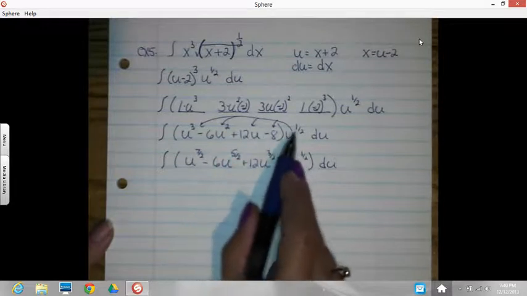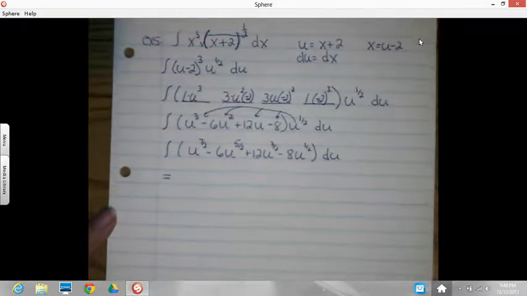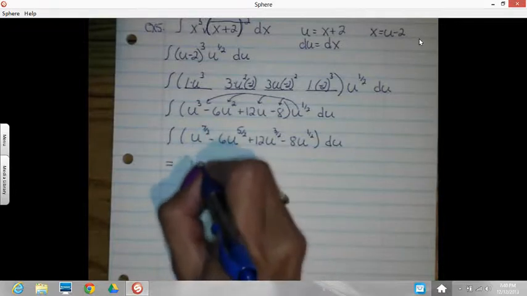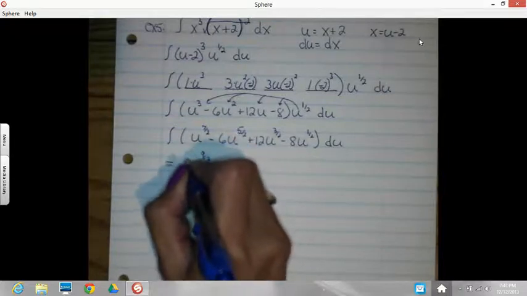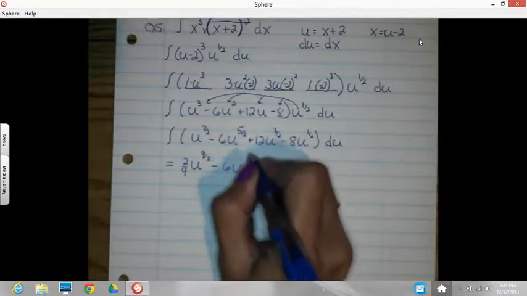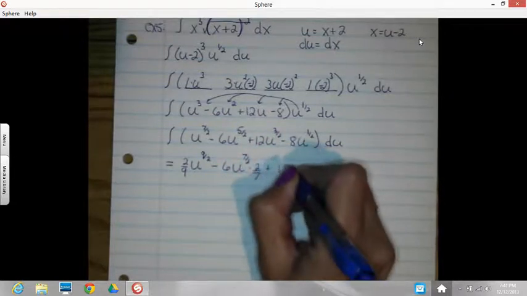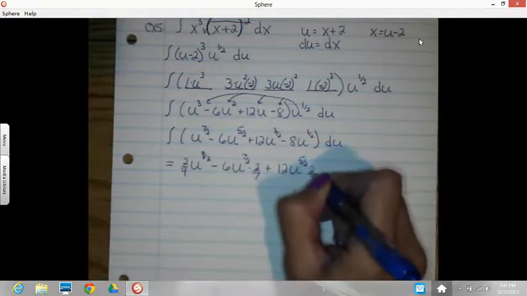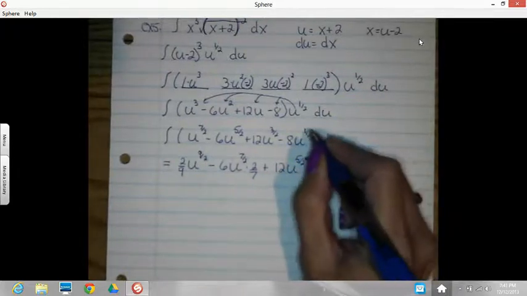Now I'm ready to integrate each term with the power rule, so I drop the integral sign, and here I go. So I get u, add 1 to that, that will be 9/2 times 2/9 minus 6u, that will be 7/2 times 2/7 plus 12u to the 5/2 times 2/5 minus 8u to the 3/2 times 2/3 plus c.